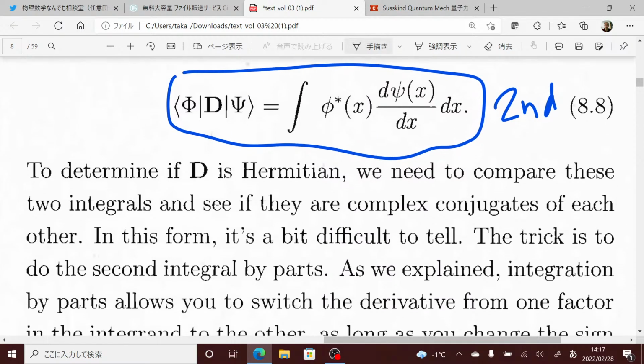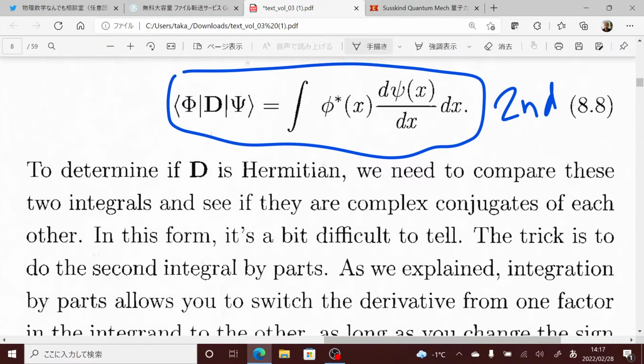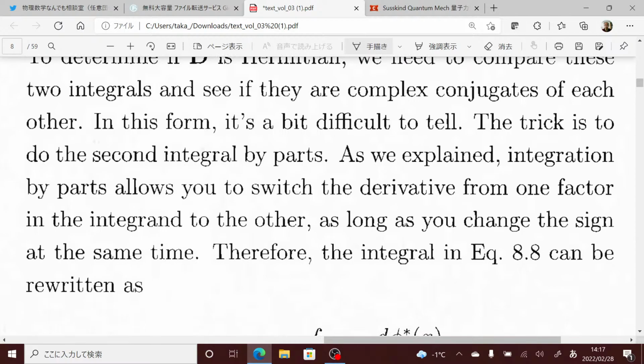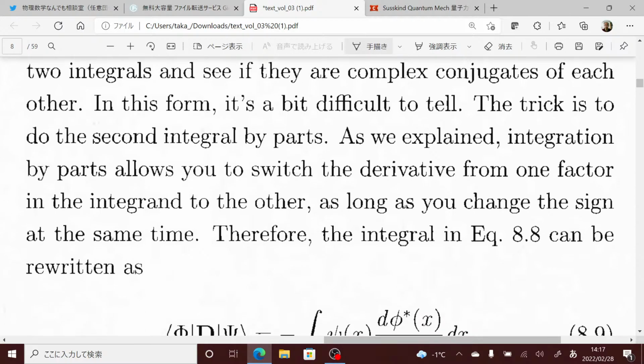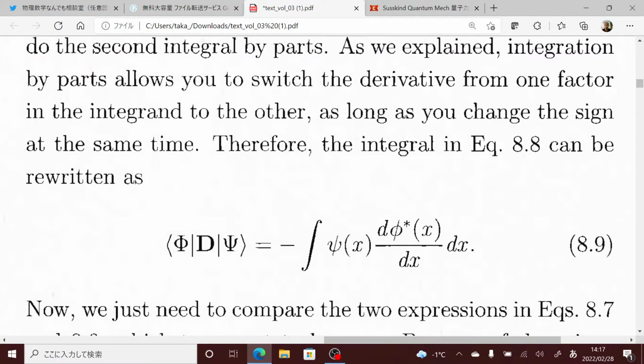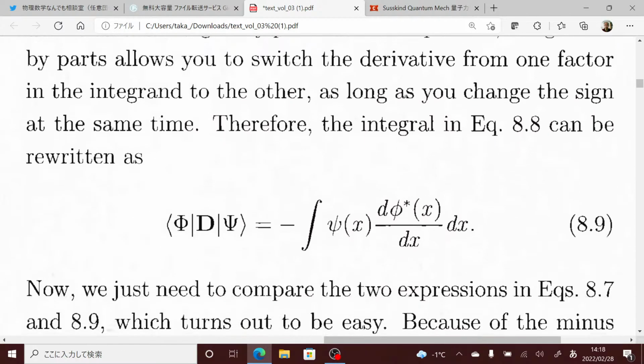As we explained, integration by parts allows you to switch the derivative from one factor in the integrand to the other, as long as you change the sign at the same time. Therefore, the integral in equation 8.8 can be rewritten as 8.9.